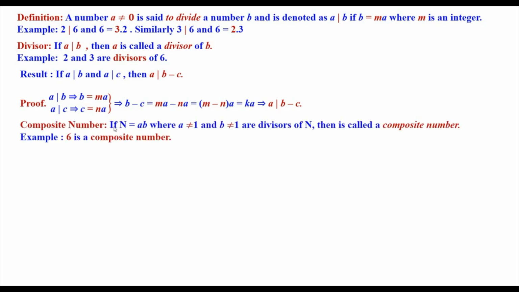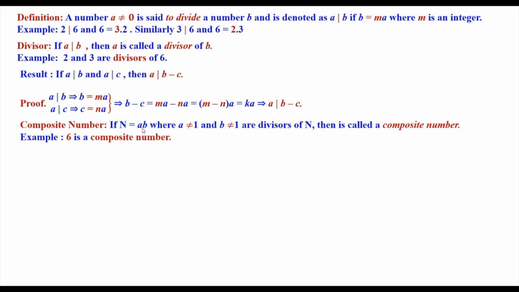Next we have the definition of composite number. Now we say that n is a composite number whenever n is written as a into b, where a and b are both not equal to 1. They are divisors of n.